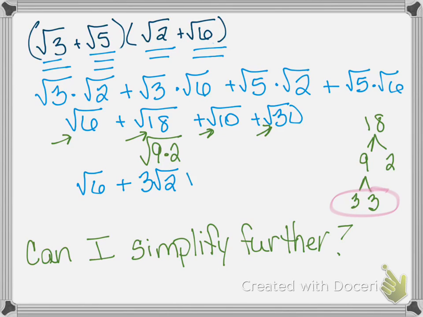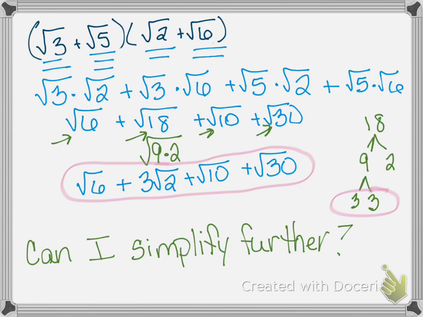Okay, I bring down my square root of 10. And I bring down my square root of 30. This right here is my final answer. Nothing can be combined because they are not like terms. And nothing else can be simplified because in each individual square root, there is not a perfect square factor.